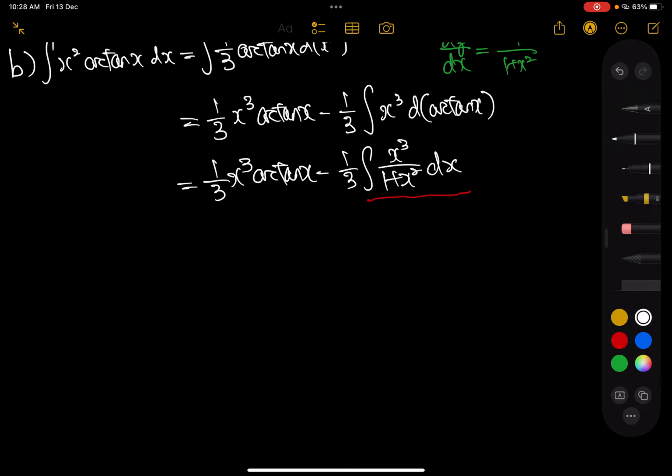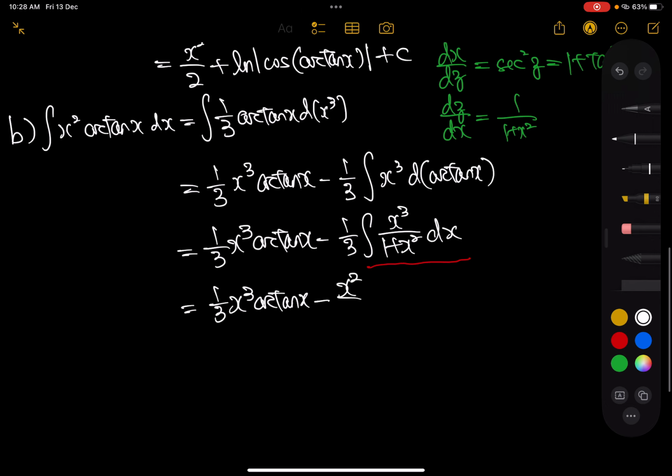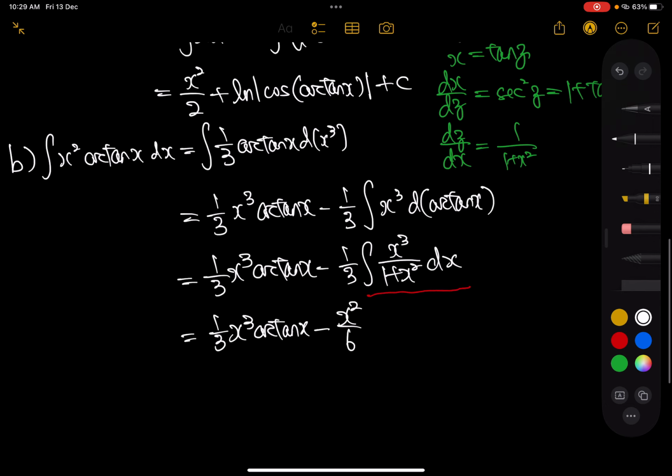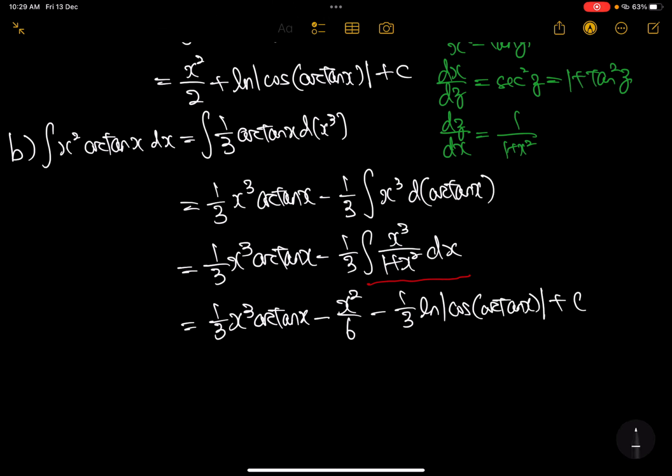So by part A we could derive this is 1 over 3 x cubed arctangent of x. That's some terrible handwriting, my gosh. Minus x squared over 6 minus natural log cosine, and that thing has to be multiplied by 1 over 3. So 1 over 3 natural log cosine arctangent of x plus c. And there we have it. That's the end.